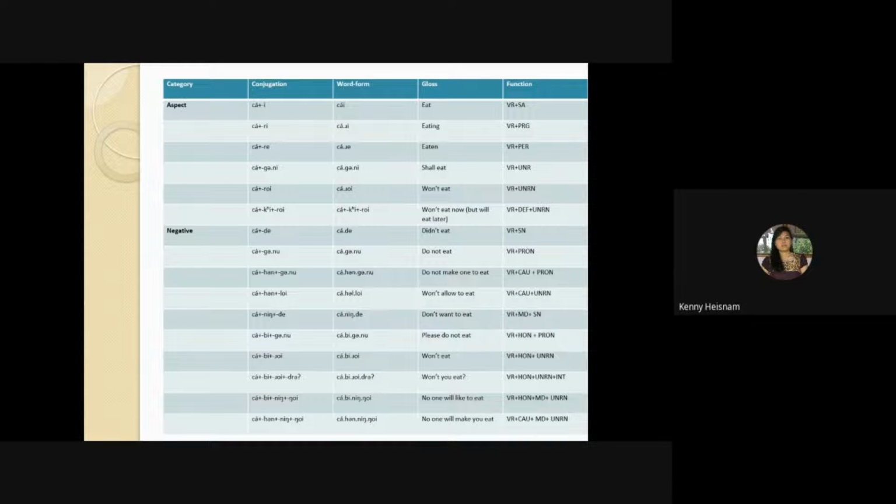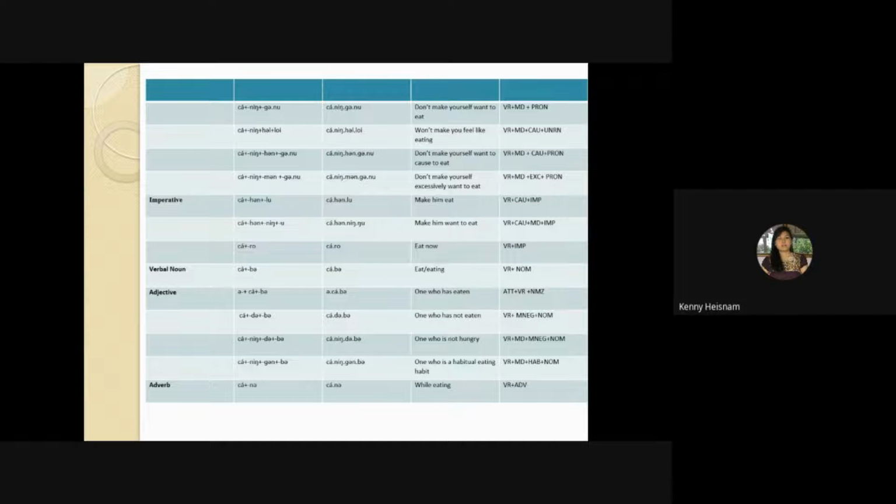And for the case of negative, these structures have been observed. For example, cha de, verb root plus simple negative. Chaganu, verb root plus prohibitive, that is, do not eat. Chahan ganu, verb root plus causative plus prohibitive negative, do not make one eat. Chahan loy means verb root plus causative plus unrealized negative, won't allow to eat. Chaning de means verb root plus mood plus simple negative, do not want to eat. Chabi ganu means verb root plus honorific marker plus prohibitive negative, please do not eat. In such ways we have made these conjugations of the verb.